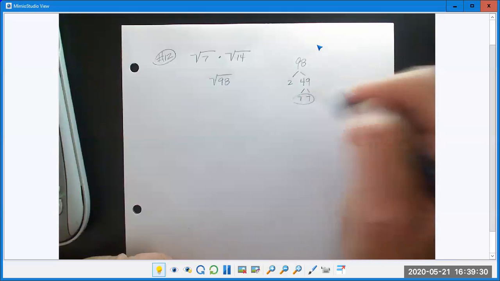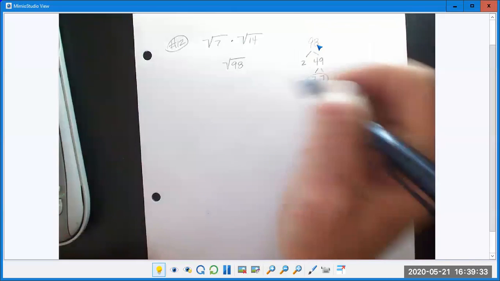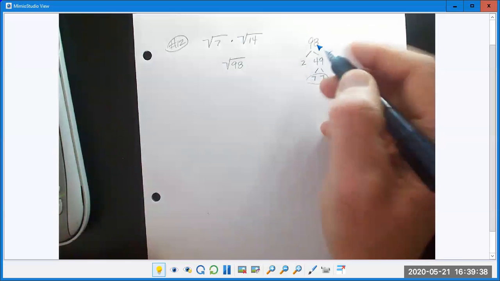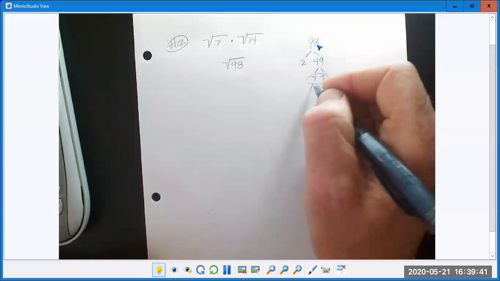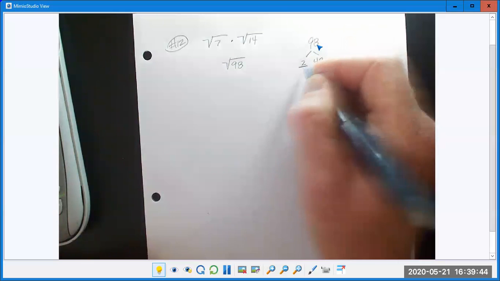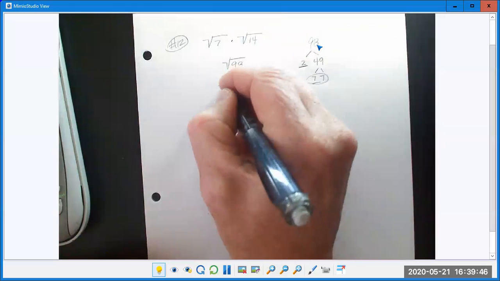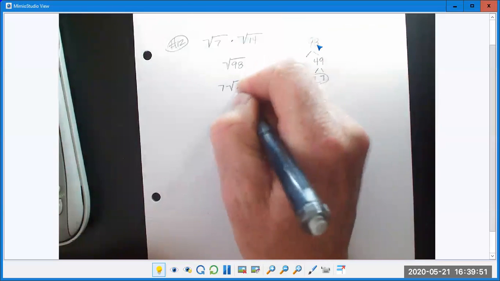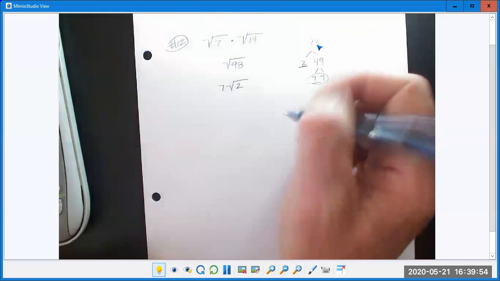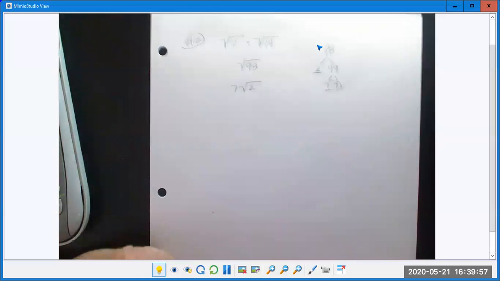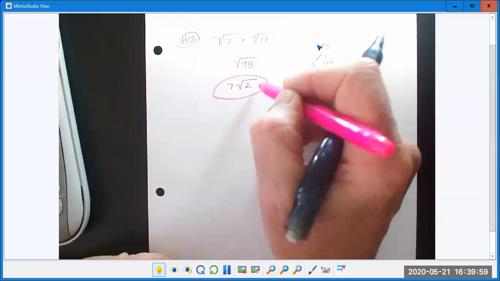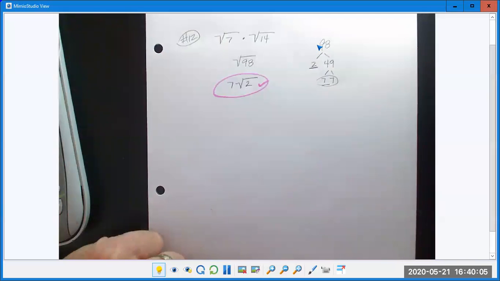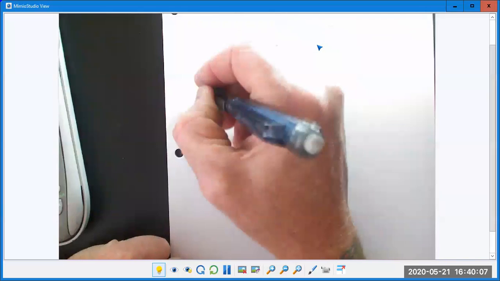All right, so this ends up being 2 times 49 is 98. Okay, that breaks down. 49 is a perfect square. So there's my pair, and I have my prime factorization. So that actually ends up being 7 radical 2. Alrighty, that one was a little bit of an easier one.